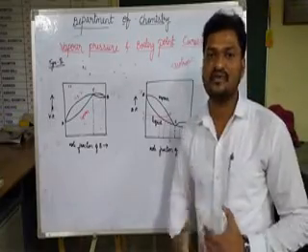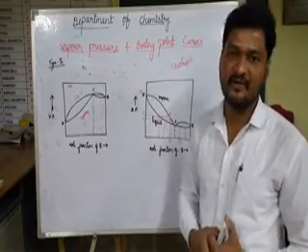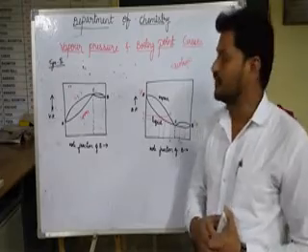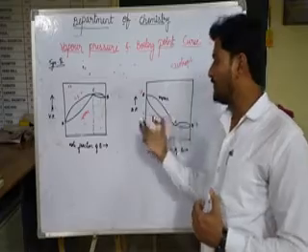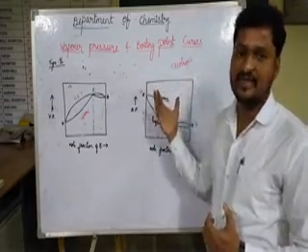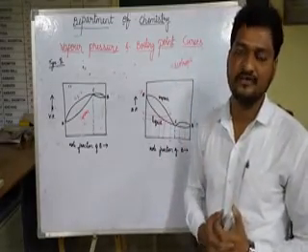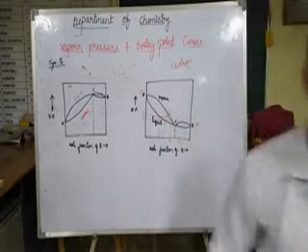And let's talk about the type 3, where the vapor pressure will be minimum and the boiling point will be maximum. So that is about the maximum boiling azeotropic mixture.